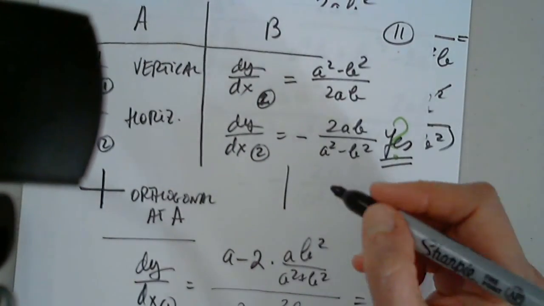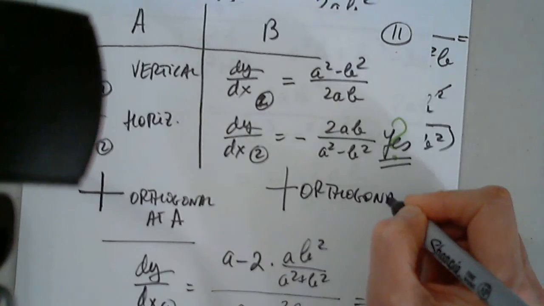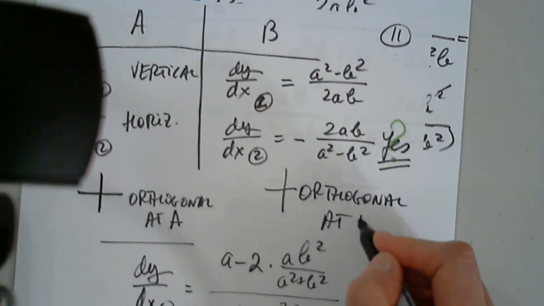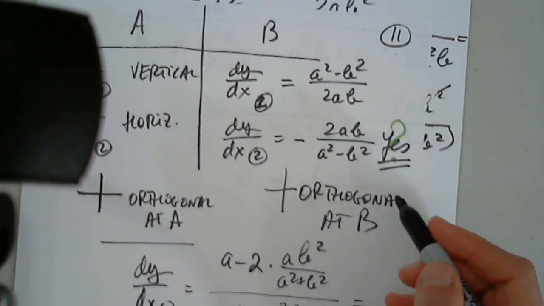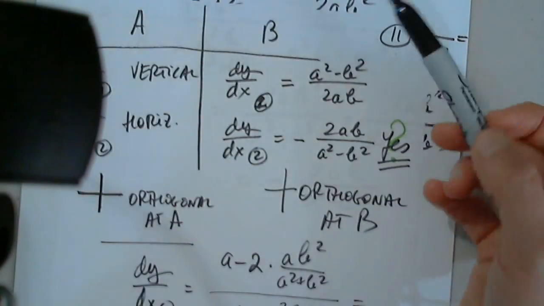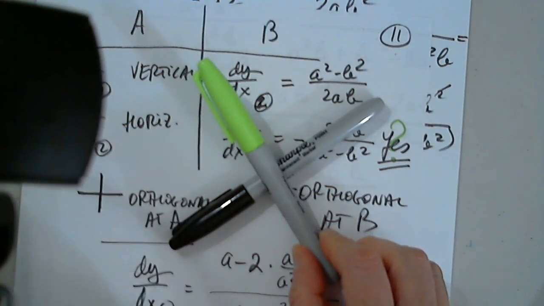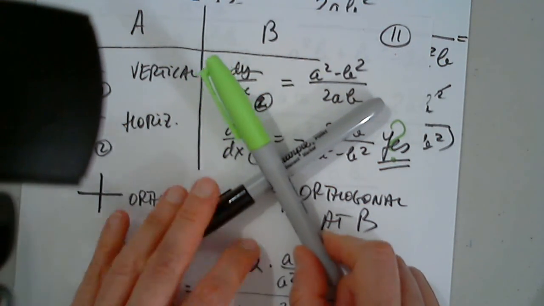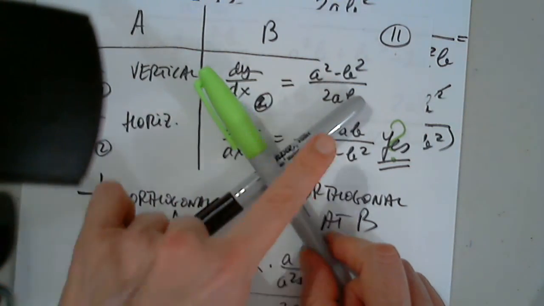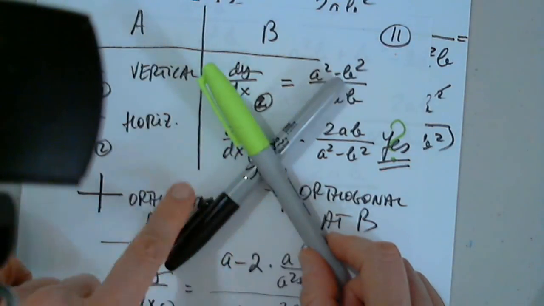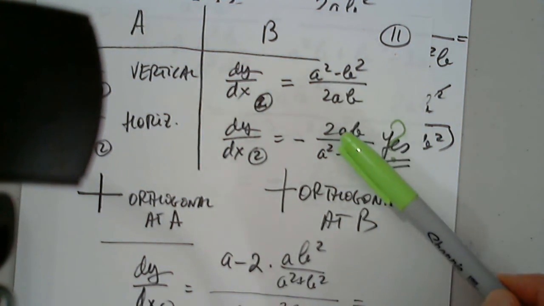So again, orthogonal. So at B. Why? Because if you multiply these two, you get negative 1. And that means that one tangent is like this and the other one like this. So two perpendicular lines have the product of their slopes. The slope of this line times the slope of this line must be negative 1. So when you multiply these two, you get negative 1.